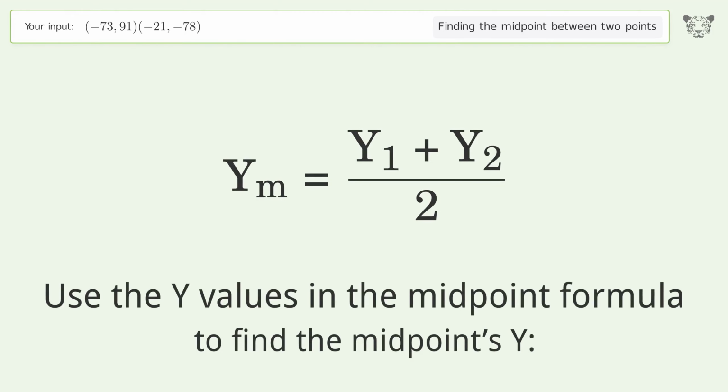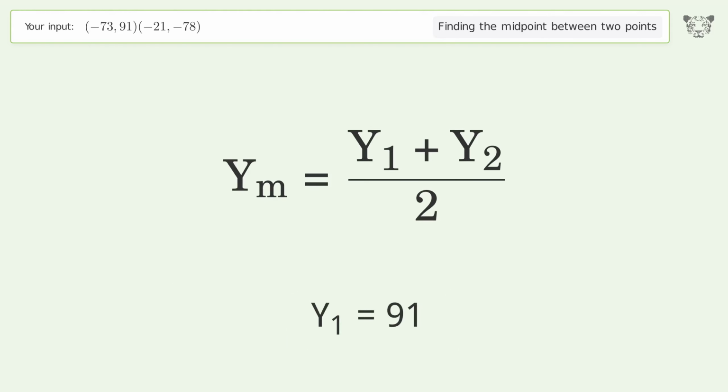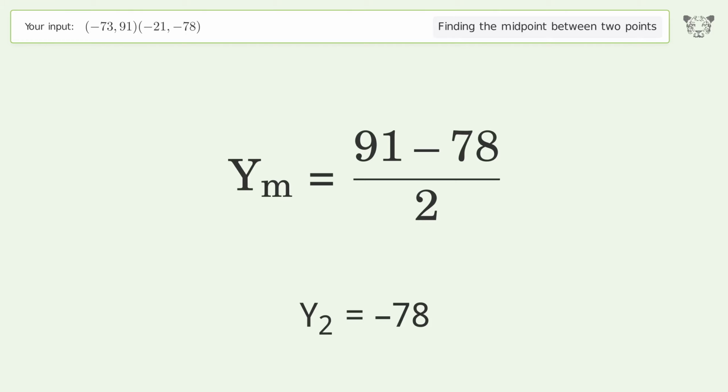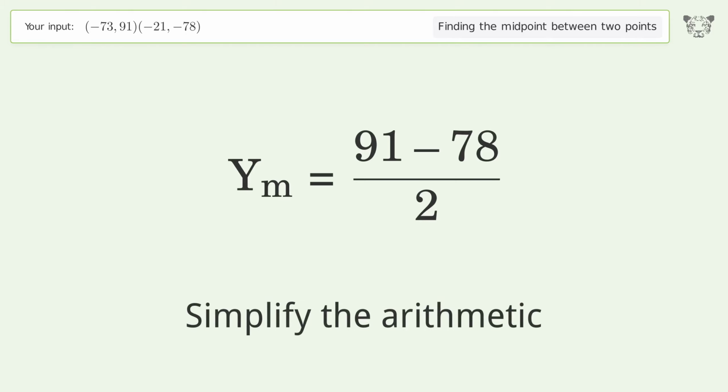Use the y values in the midpoint formula to find the midpoint's y. y1 equals 91. y2 equals negative 78. Simplify the arithmetic.